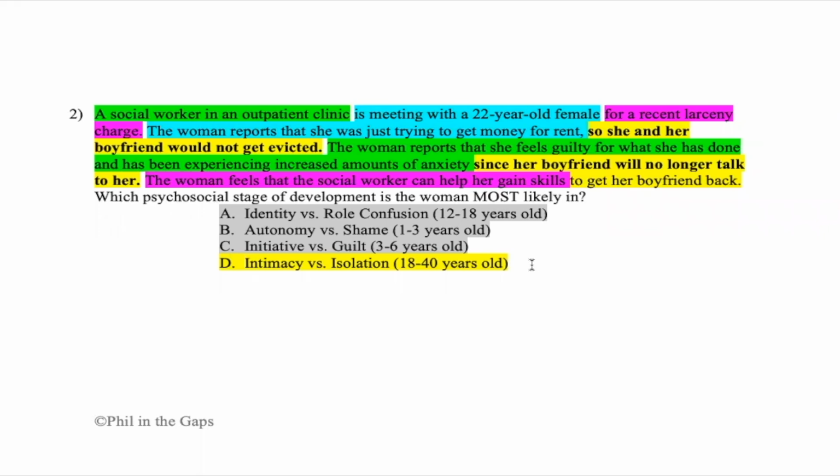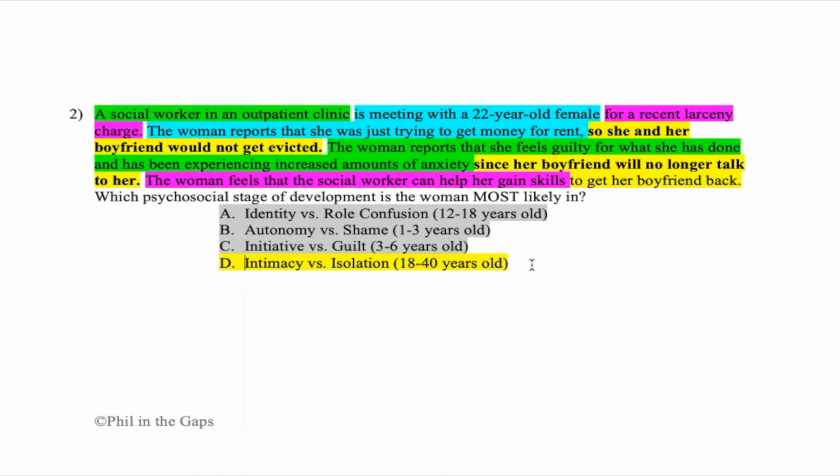A is incorrect because nowhere in the question does it state that she's trying to identify where she would like to be, or that she's confused based on who she is. B is incorrect because she's not roaming free and looking, am I doing this correct or incorrect? Or, man, I can't really do things on my own, you need to tell me what to do. C is incorrect because she's not taking an initiative and roaming away from a protective entity.